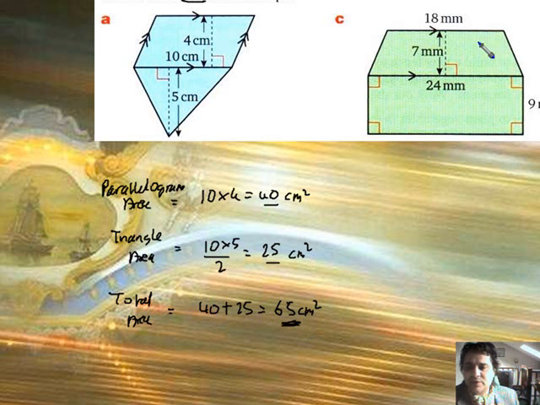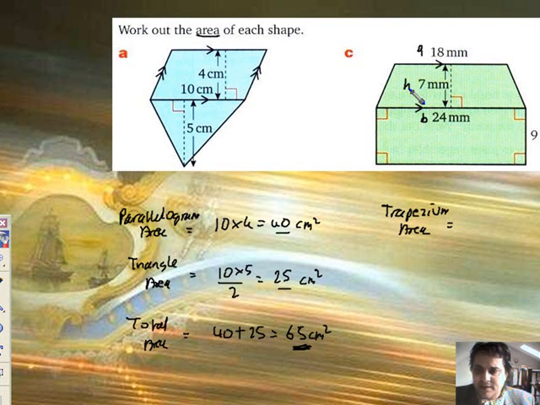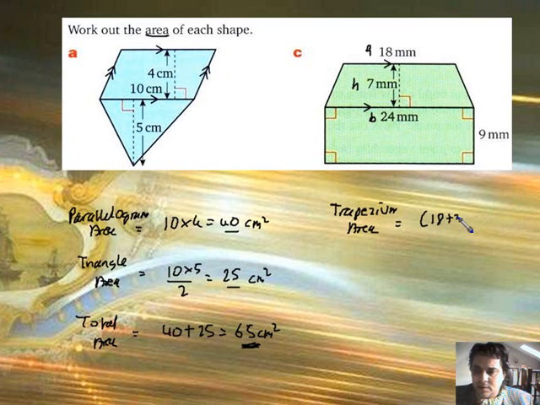Shape C, what do you see? I see a trapezium. Look, one pair of parallel lines only, and a rectangle. Let's just do the trapezium first. Remember, there's the A, there's the B, and there's the H. So here we go. 18 plus 24, multiply up by the height of 7, divide by 2. Please note the 9's not involved, that's part of the rectangle underneath. Get an answer for that bit.